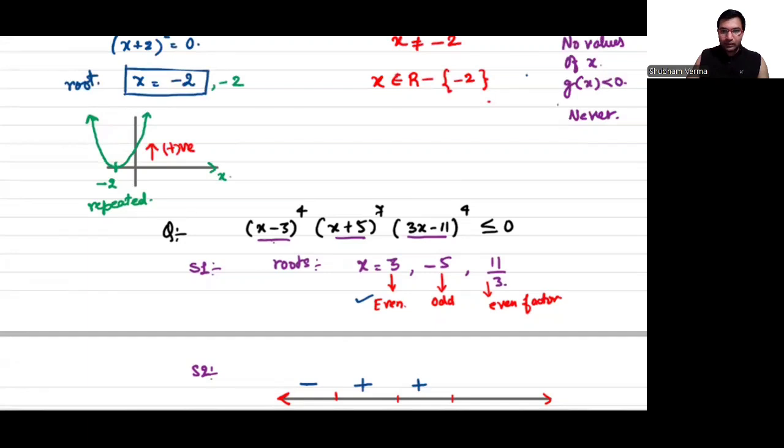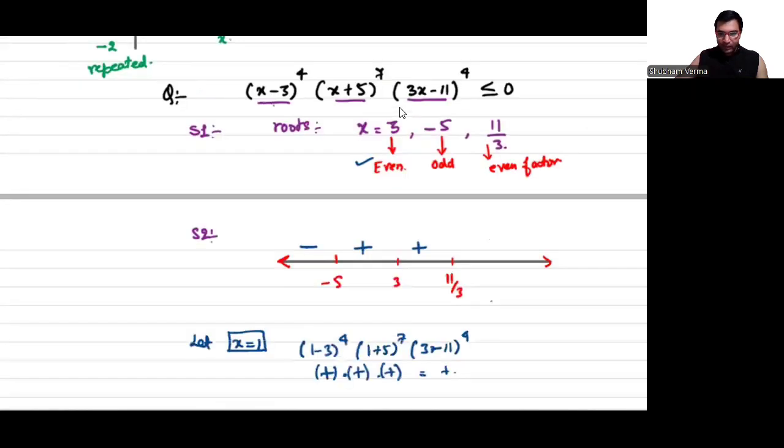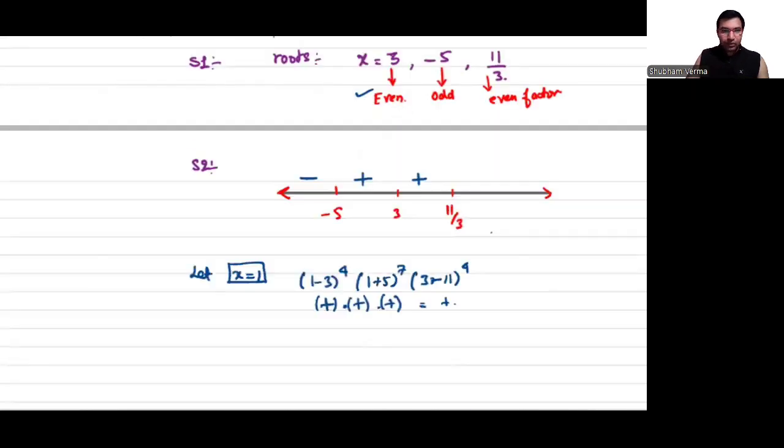What was minus 2 over here? Minus 2, right? On either side of minus 2, the function was positive because it is an even powered factor, x plus 2 whole square, isn't it? Now, coming back to this. What is 11 by 3? 11 by 3 is an even factor. So here, if it is positive, that means over here also it will be positive. The sign across even powered factors will always be the same. Are you getting it? I hope this is clear.